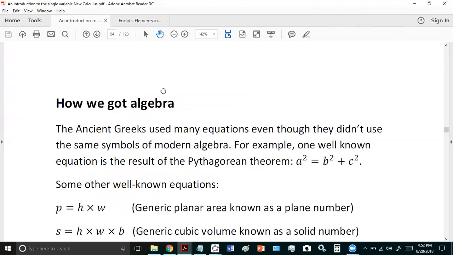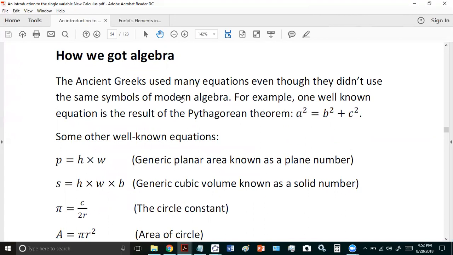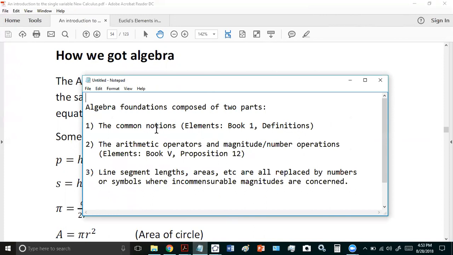Right. The ancient Greeks actually used many equations, even though they didn't use the same symbols of modern algebra. And before I continue here, I want to divert a little bit and go to my notes. So the foundations of algebra are actually composed of 2 parts. 1, the common notions which are found in the Elements, Book 1, and 2, the arithmetic operators and the magnitude or number operations, which are available in Book 5 and Proposition 12.